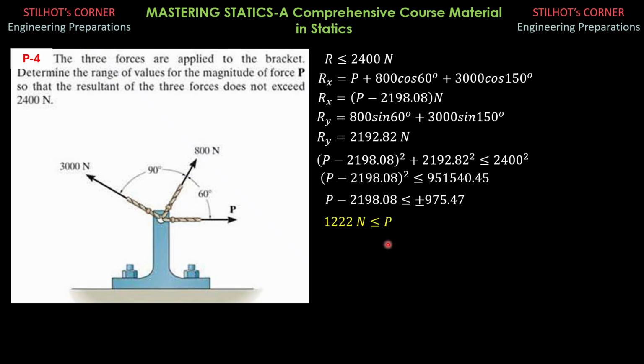So if we treat this as negative 975.47, then plus 2198.08, it is 1222 newtons. And if we treat this as positive 975.47 plus 2198.08, that's 3174 newtons. So 1222 newtons is less than or equal to P, and P is less than or equal to 3174 newtons.